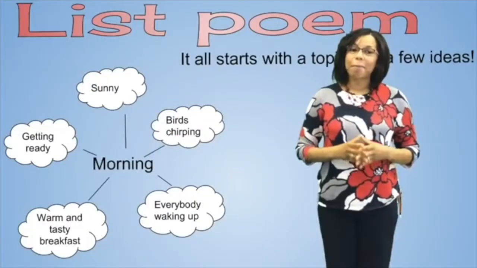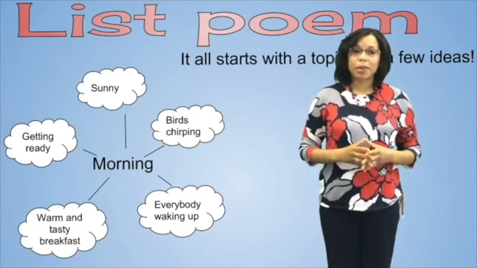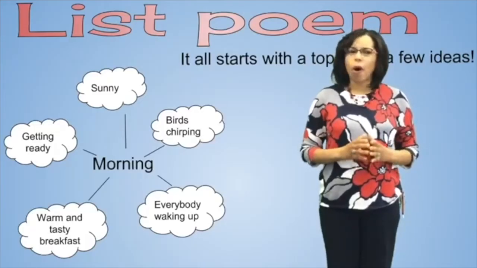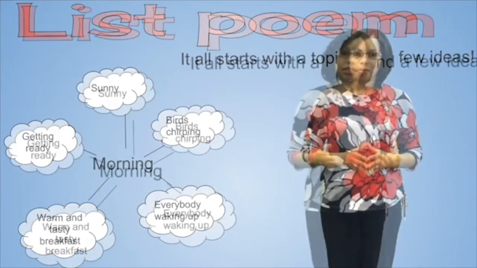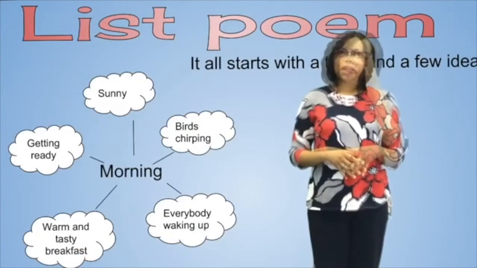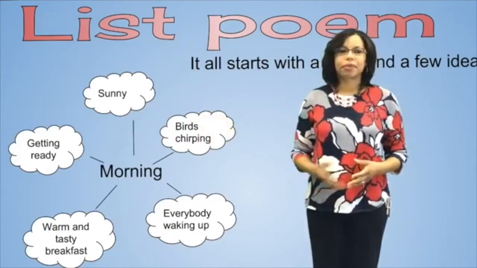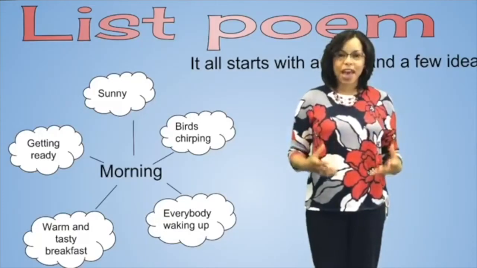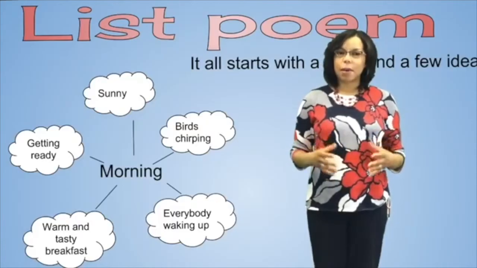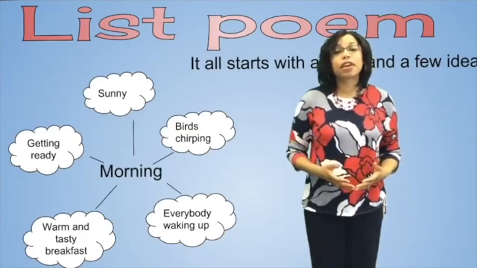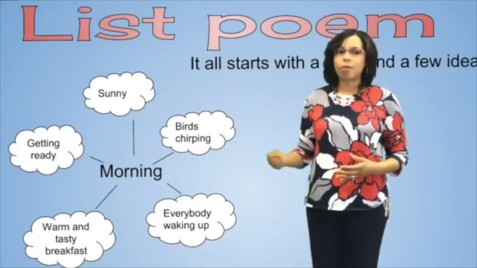To begin my list poem, I'm going to start off with brainstorming. Brainstorming gives me a chance to think about all the ideas that I have before I write my list poem. So I was brainstorming, I was thinking about something that I really enjoy, and that is morning. Now, from that idea or that topic, I wanted to brainstorm. What are some of the things that I really love about morning?